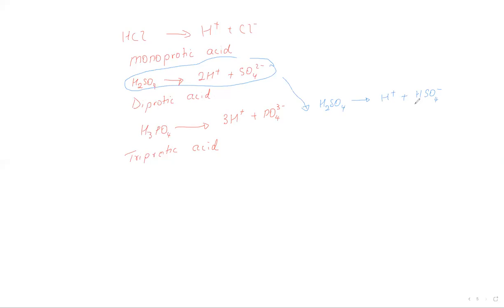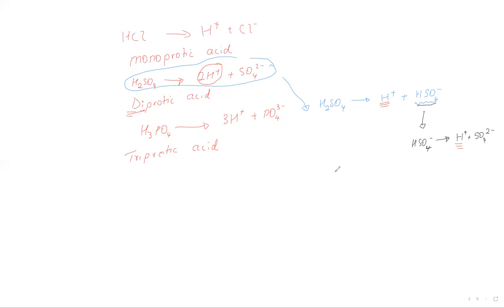Now, this one here, on its own, this HSO4 minus can give you another proton. I hope you realize that the first proton is there, the second proton is there, those two. So because di for 2, it is a diprotic acid. That's how it goes.